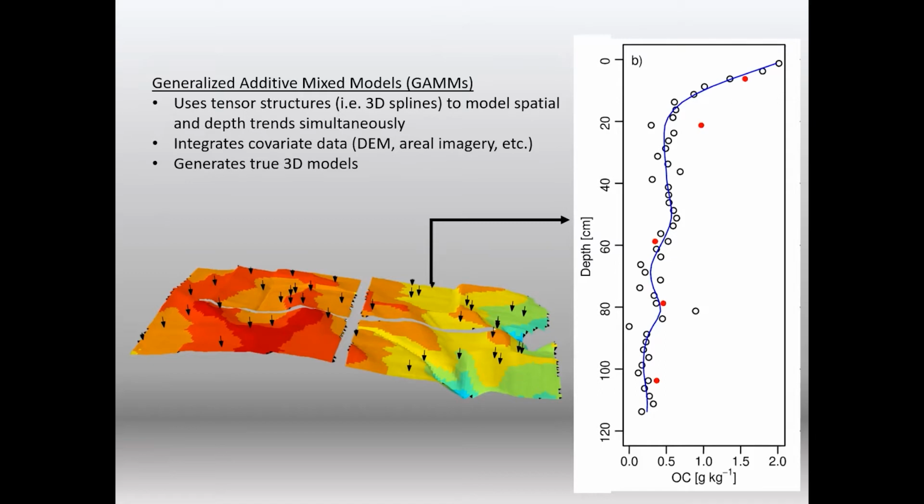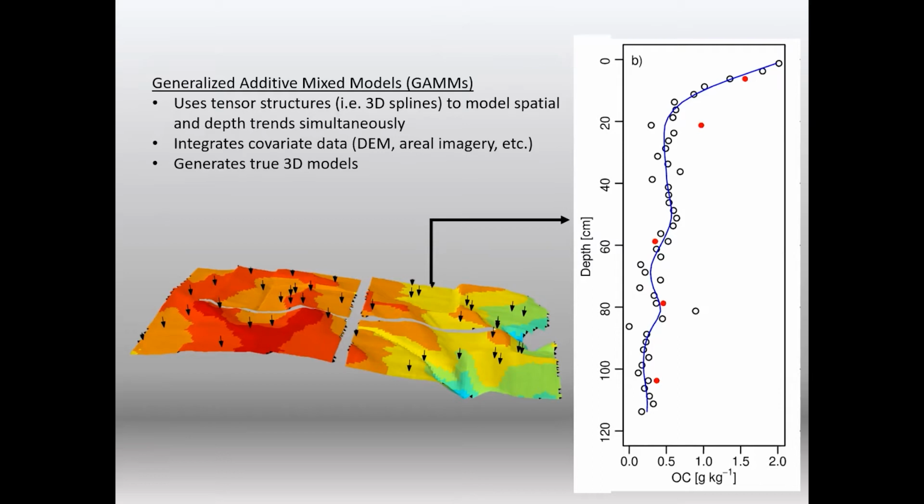Typically, in a lot of digital soil mapping applications, you generate a unique map for each depth slice. So you might say, let's look at the 0 to 5 centimeter carbon concentrations, and let's generate one map for that depth slice. Well, what the GAMs allow us to do is generate the model in one shot. So we're generating all depth layers and all locations in the field in one single shot.